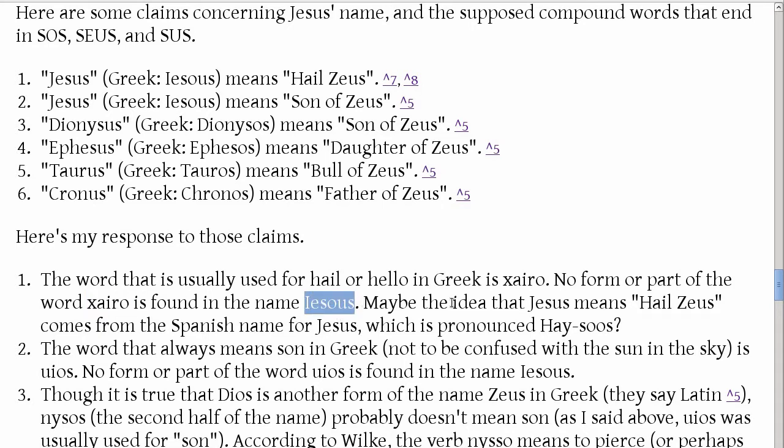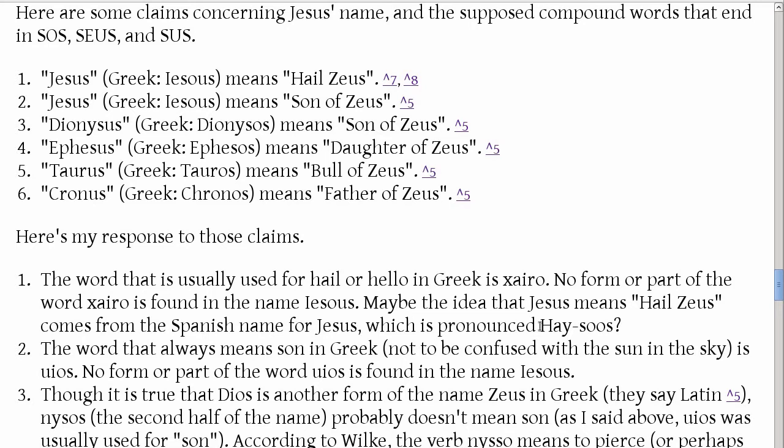Maybe the idea that Jesus means Hail Zeus comes from the Spanish name for Jesus, which is pronounced Hesus. And it actually seems kind of silly that people would think that. I can understand why people would think that, but for someone to be so strong about it and make YouTube videos about it, saying that that's true, if it's really all based off of a Spanish name, which, yes, Spanish is somewhat like Greek in some ways. It's also somewhat like Latin, but you have to go to the Greek to know what Greek is about. You have to go to Latin to know what Latin is about.